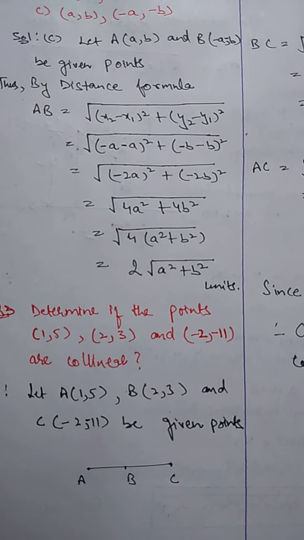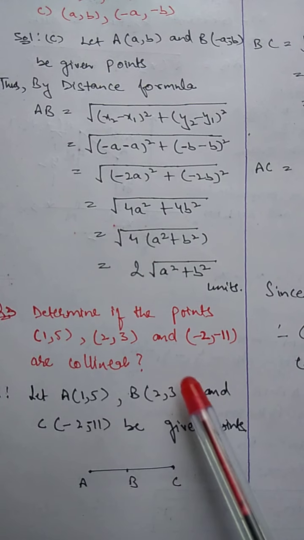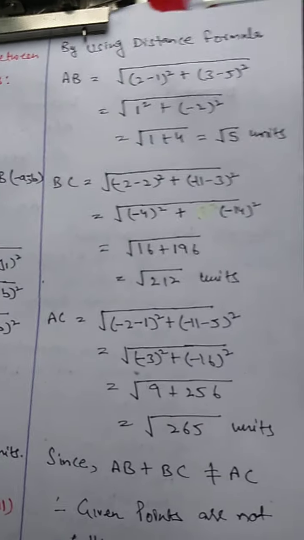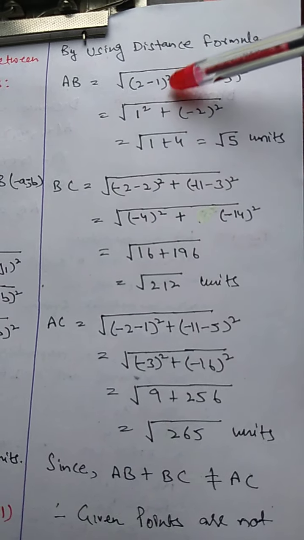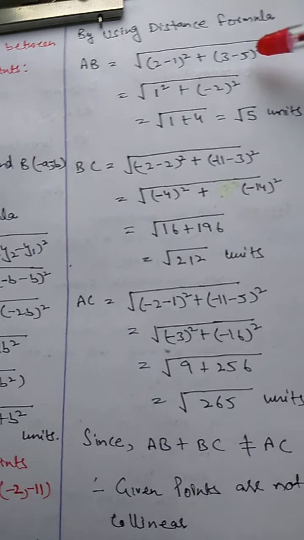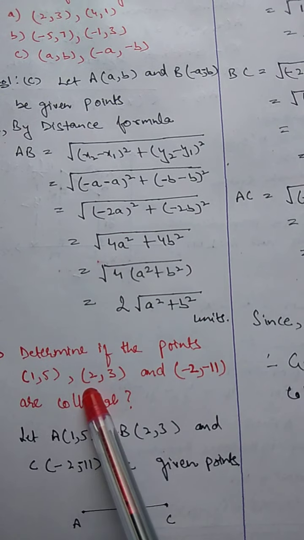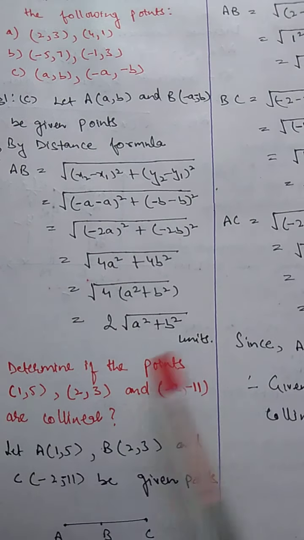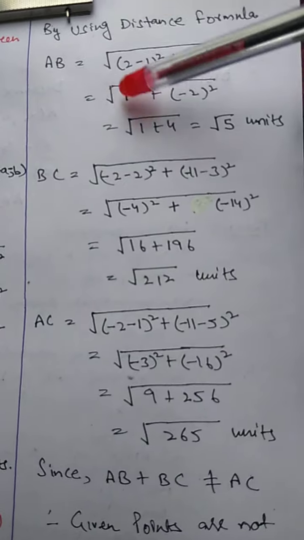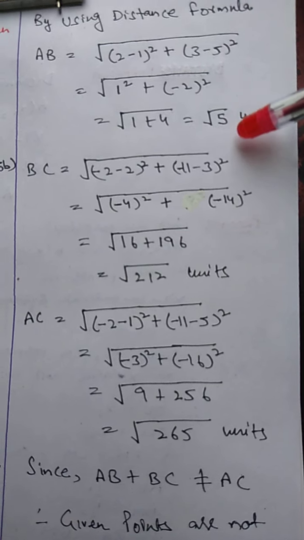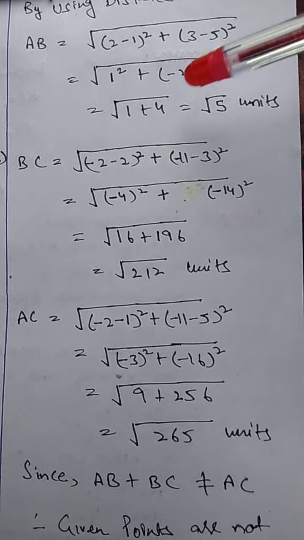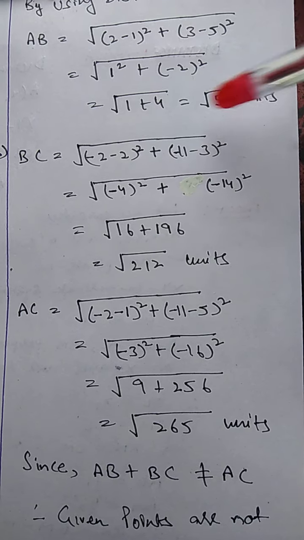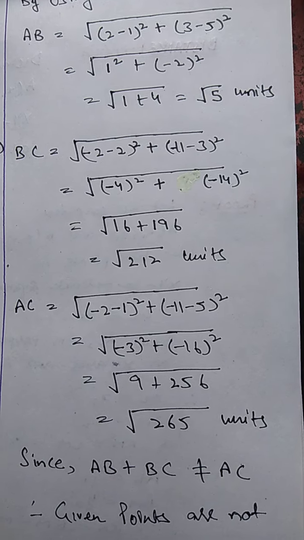So now let's find the distances AB, BC and AC by the distance formula. By the distance formula, the distance AB is the square root of (2 minus 1) whole square plus (3 minus 5) whole square, because it is (x2 minus x1) square plus (y2 minus y1) square. So it becomes 1 square plus (minus 2) whole square, which is 1 plus 4, so it's under root 5 units.